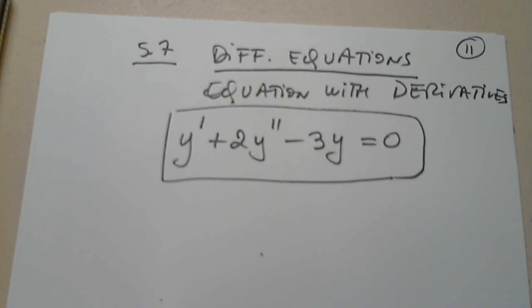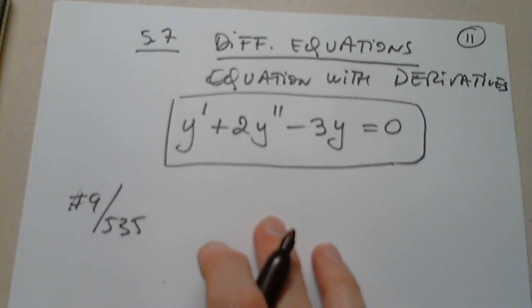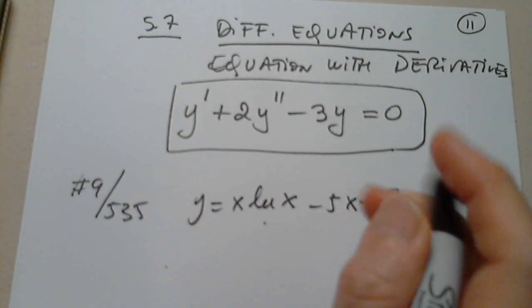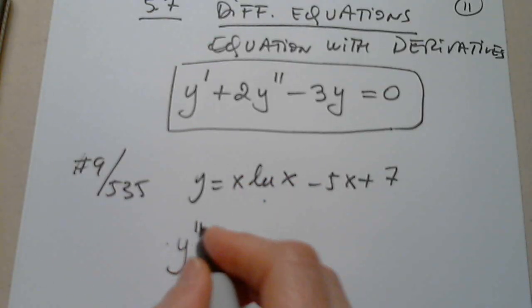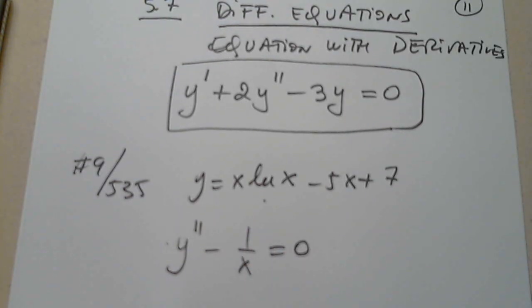Just let me find the page number. That's page 535. Okay. Show that this function, problem 9, on page 535, show that this function y equals x natural log x minus 5x plus 7 is a solution of the differential equation. The second derivative of y minus 1 over x is 0.